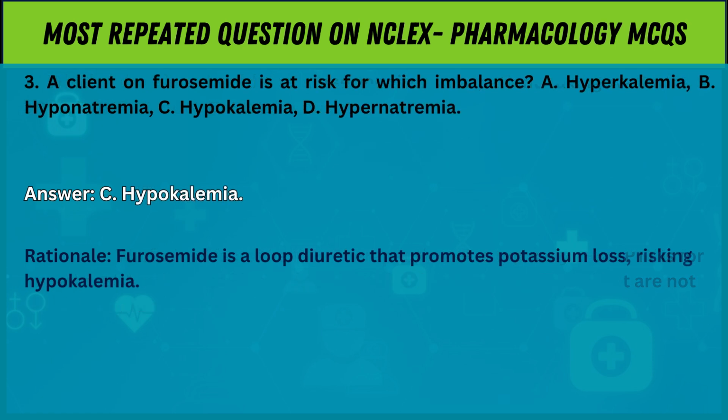3. A client on furosemide is at risk for which imbalance? A. Hyperkalemia. B. Hyponatremia. C. Hypokalemia. D. Hypernatremia. Answer. C. Hypokalemia. Rationale. Furosemide is a loop diuretic that promotes potassium loss, risking hypokalemia.